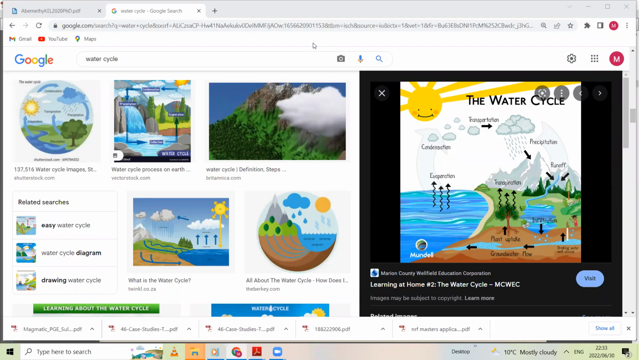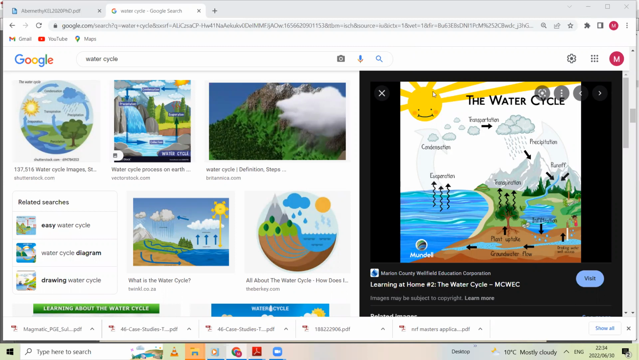Yeah, water cycle. To understand hydrogeology, you have to understand how water moves and how water occurs within rocks and so on.